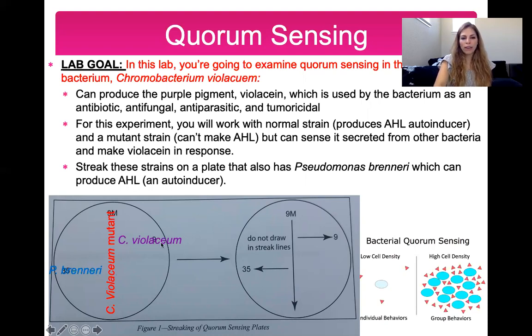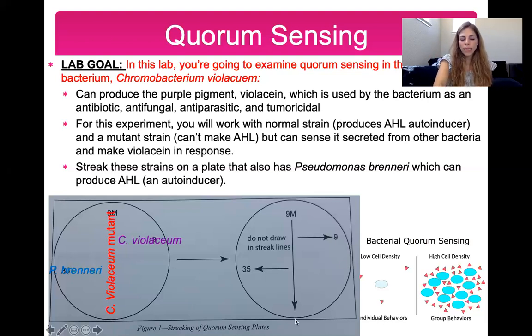So this is what your agar plate was going to look like. In the middle, you are going to streak bacteria that is a mutant, cannot produce an autoinducer, therefore quorum sensing by itself won't work. And then on the sides, you are going to streak two bacteria that do form the autoinducer AHL. And the idea is, if this bacteria can sense the autoinducers from the other bacteria that were streaked on the sides, it will form a purple pigment, because the autoinducers will tell the bacteria to start making the genes that make the purple pigment. And so that's how you were supposed to streak it.